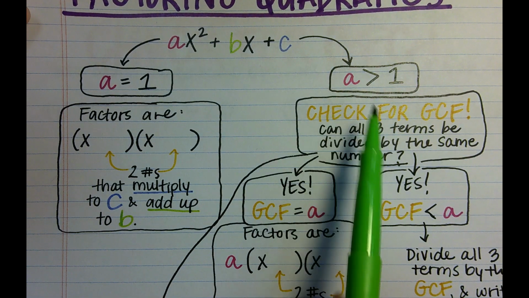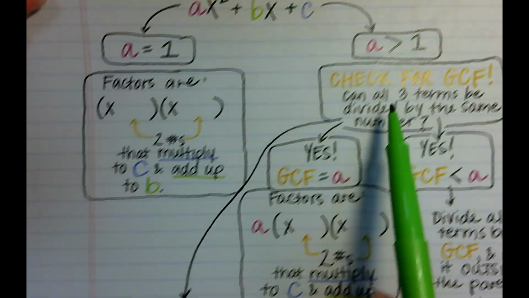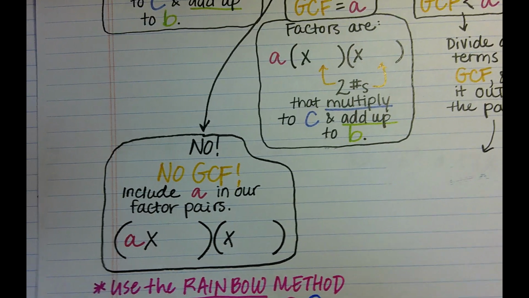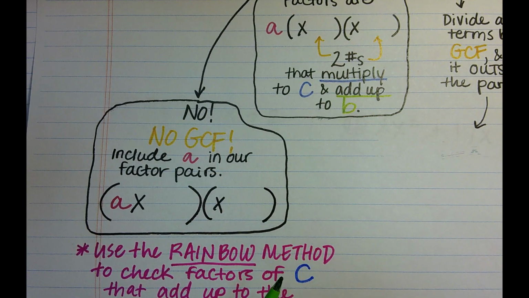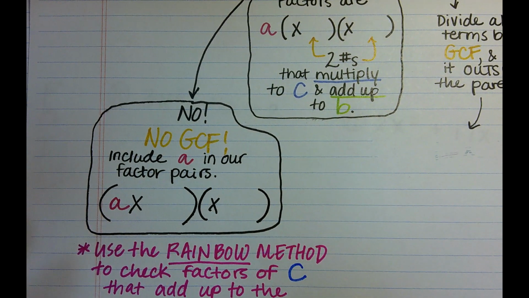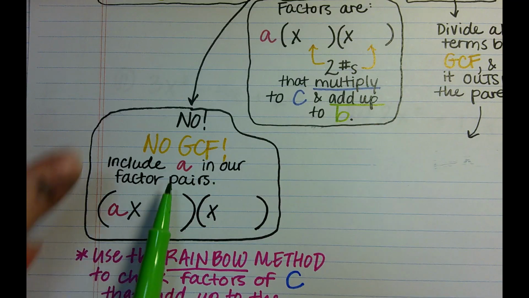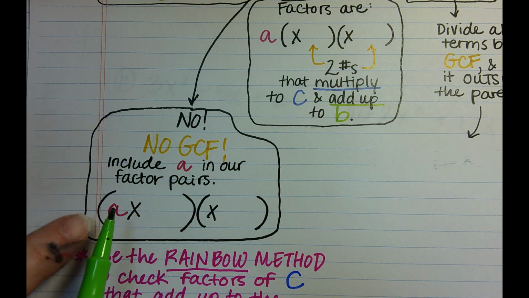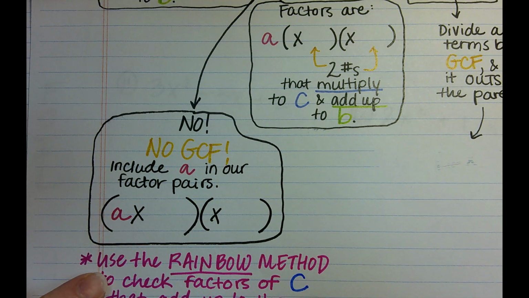A is greater than 1. Can they all be divided? No. So what do we need to do? We're going to include it. This is where we don't start writing numbers outside of parentheses. We only do that when we can divide it out or it's a greatest common factor. Now, because we cannot reduce this, a gets included in our factor pairs.